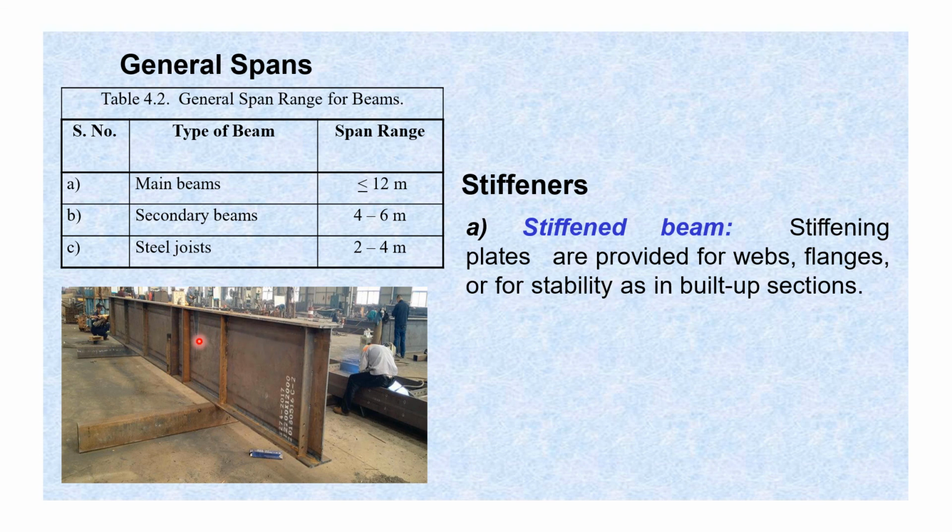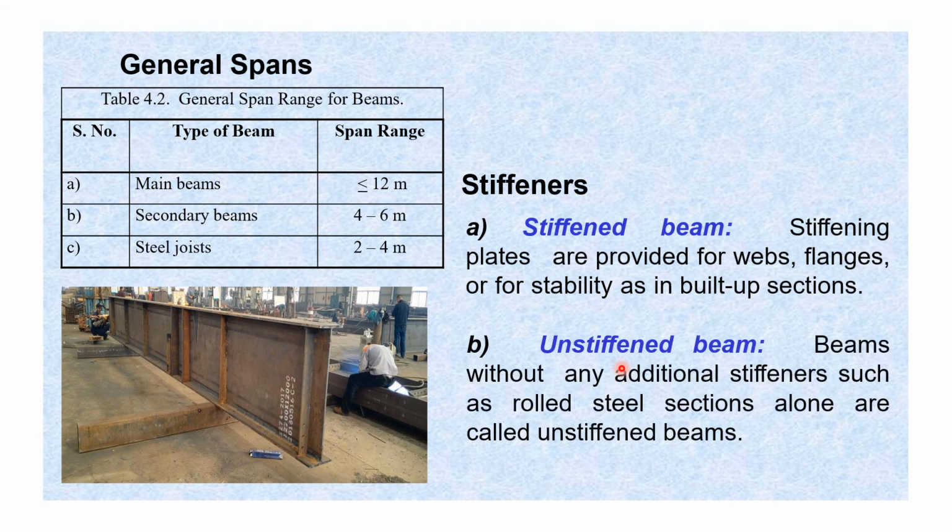And if there are no vertical elements like stiffeners present, that is called an unstiffened beam, without any additional stiffeners. So in our I sections that are plain, the webs are plain and the flanges are plain, there is no such type of vertical elements, so all these hot rolled sections are unstiffened beams.